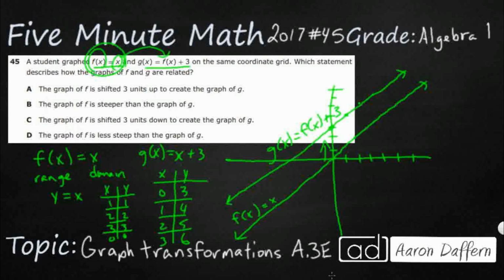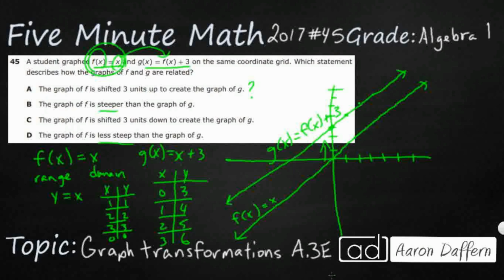The graph of f is shifted 3 units up to create the graph of g. Well, looks like exactly what we just did here. But let's check out B, C, and D first. The graph of f is steeper. When we're talking about steeper or less steep, we see that same thing on D. What that's talking about is the slope.